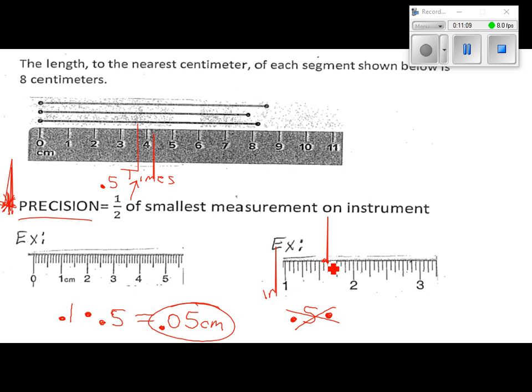So instead of 0.5, I'm going to use 1/2 this time. 1/2 times the smallest unit of measure on this, which is 1/16. How do we multiply that? What do you get on top? What's 1 times 1? 2 times 16? 32. That's how precise we can be on that ruler: 1/32 of an inch.